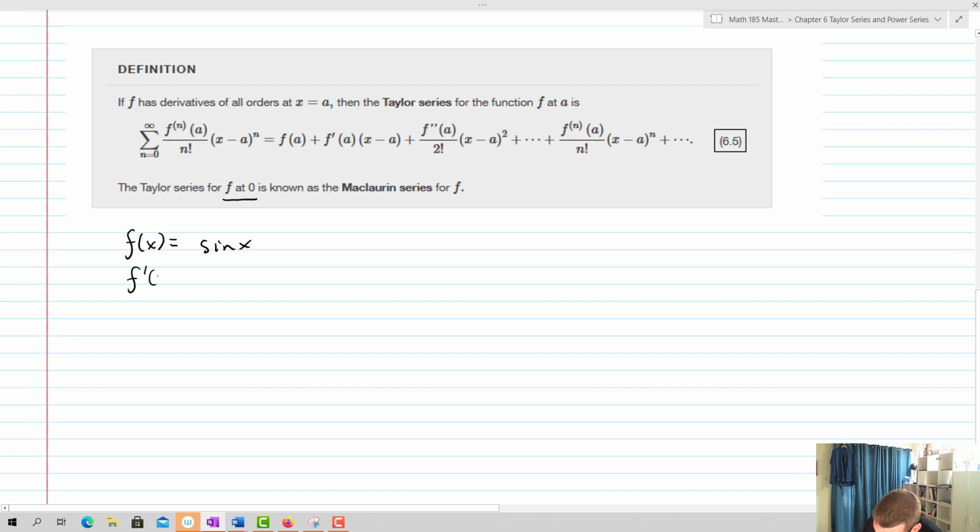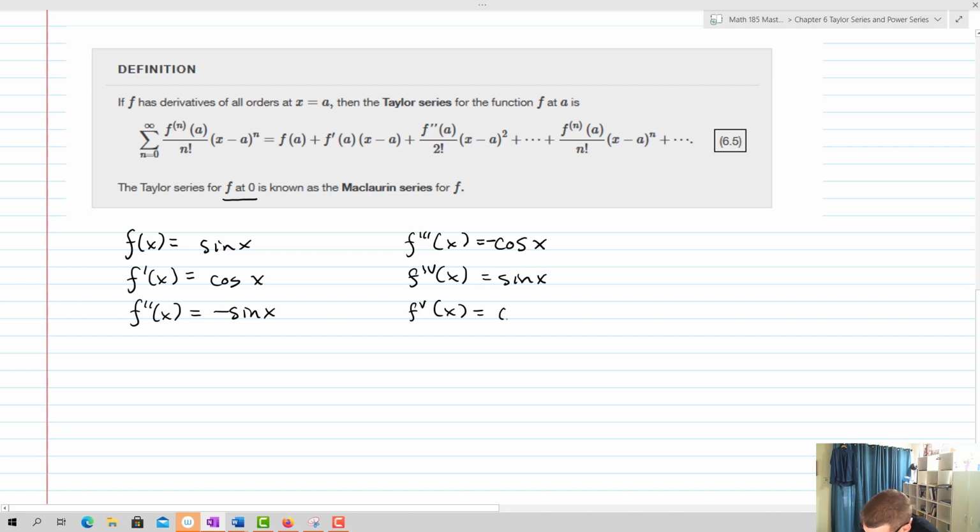And so that means that f prime of x is going to equal cosine of x. F double prime of x will equal negative sine x. F triple prime of x will equal negative cosine x. And the fourth derivative of x is going to equal sine x again. And then we're just going to continue to do this. The fifth derivative will equal cosine of x. And we just cycle back. The sixth derivative will then be negative sine x. The seventh will be negative cosine x, and so on and so forth.